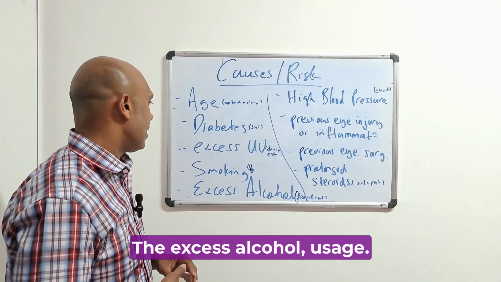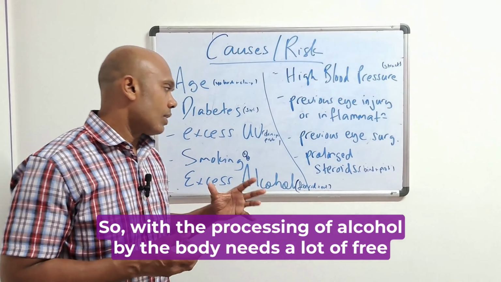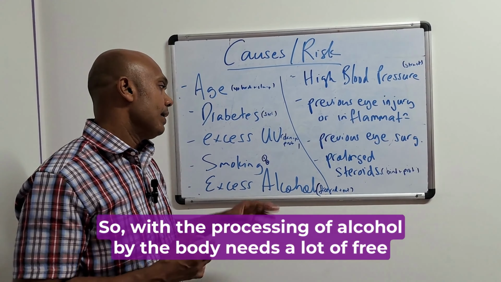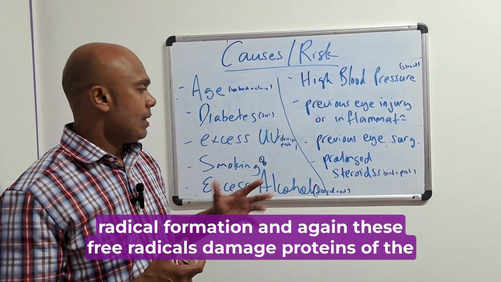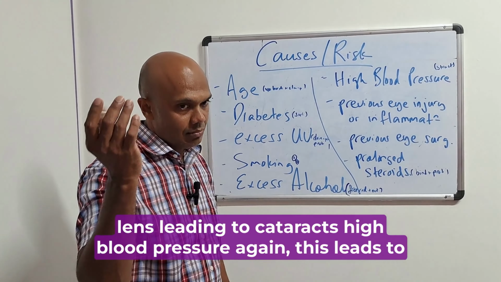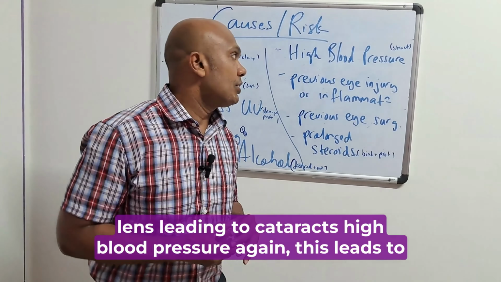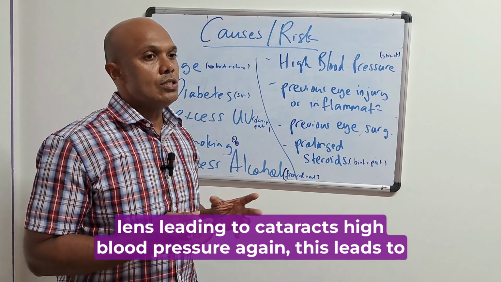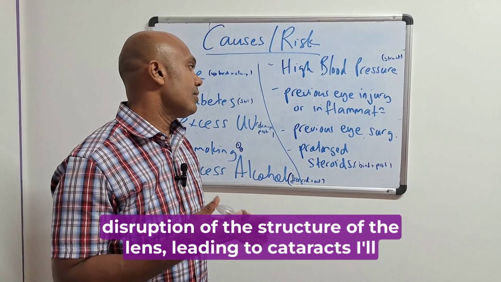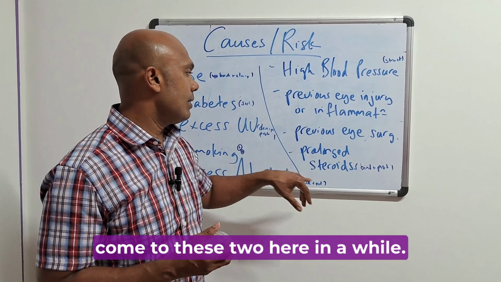The excess alcohol usage. The processing of alcohol by the body leads to a lot of free radical formation, and again, these free radicals damage the proteins of the lens, leading to cataracts. High blood pressure. Again, this leads to a disruption of the structure of the lens, leading to cataracts. I'll come to these two here in a while.